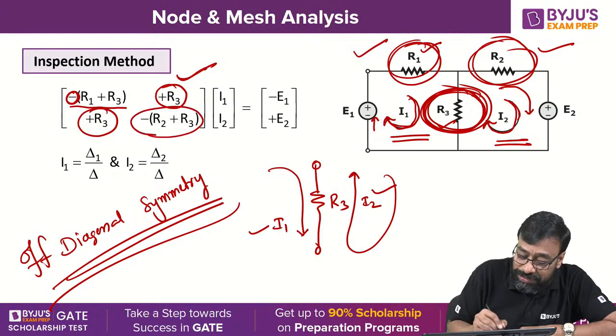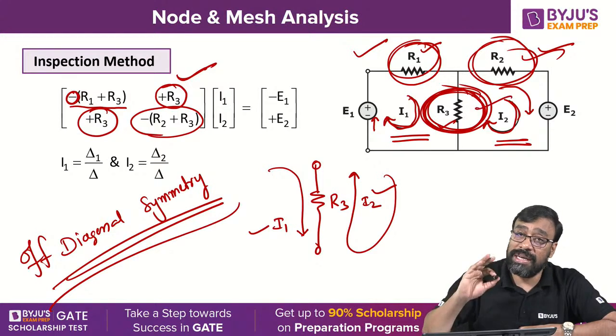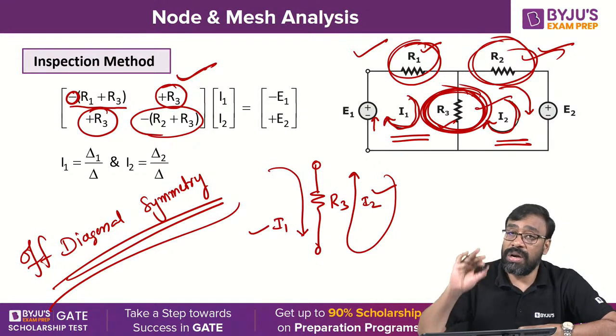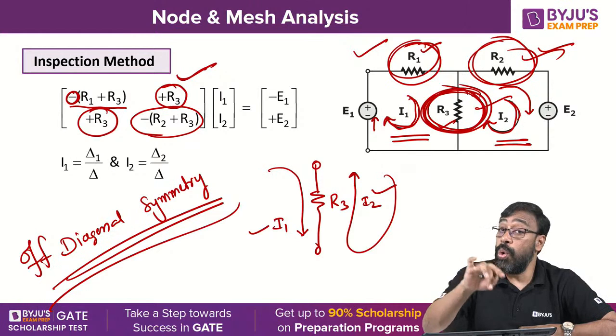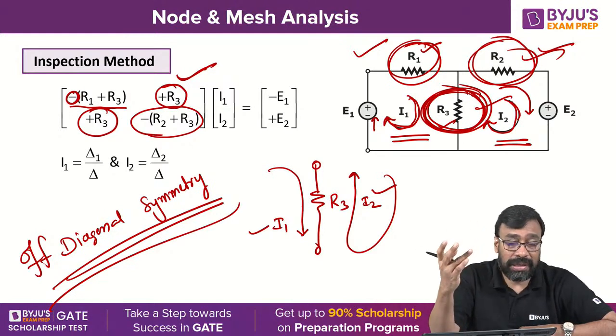Now the 2-2 element I have shown you already, minus of R2 plus R3, because R2 and R3 belong to what? Second loop. R1 and R3 belong to what? First loop. R1 belongs to only the first loop. R2 belongs to only the second loop. R3 belongs to both the first and second loop. This is how you have to analyze. Yes, sir, all of you, okay?